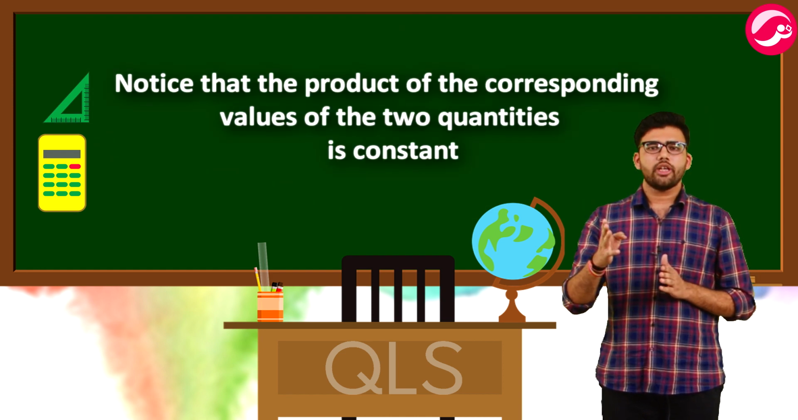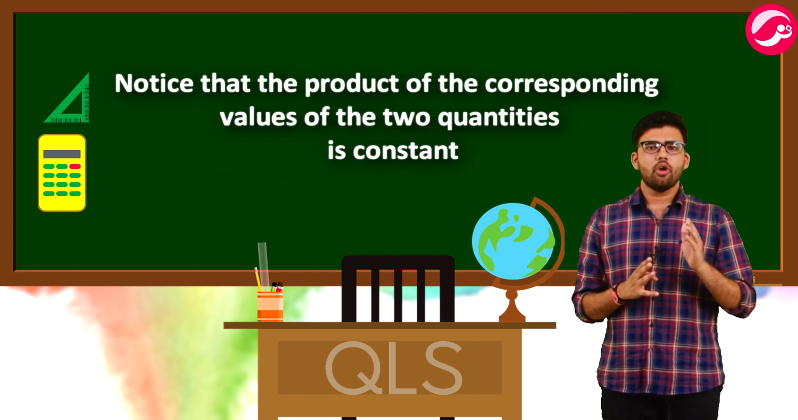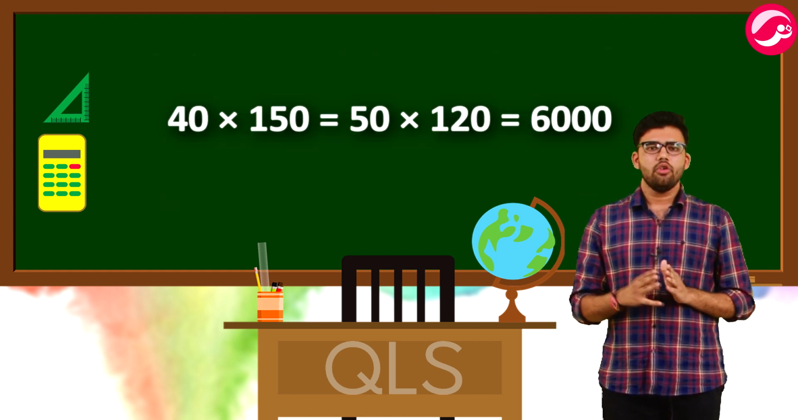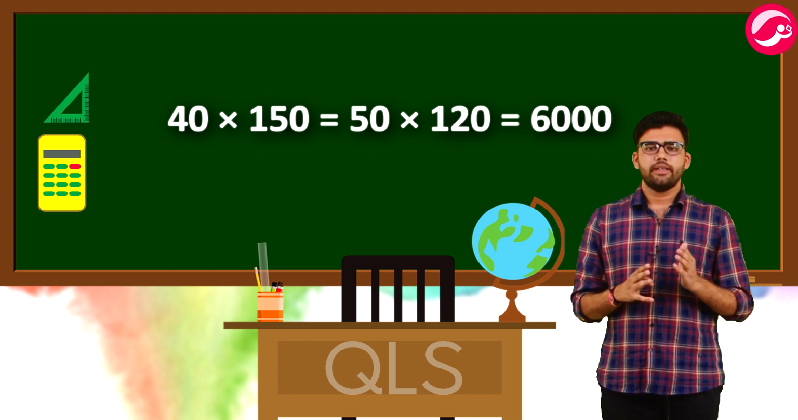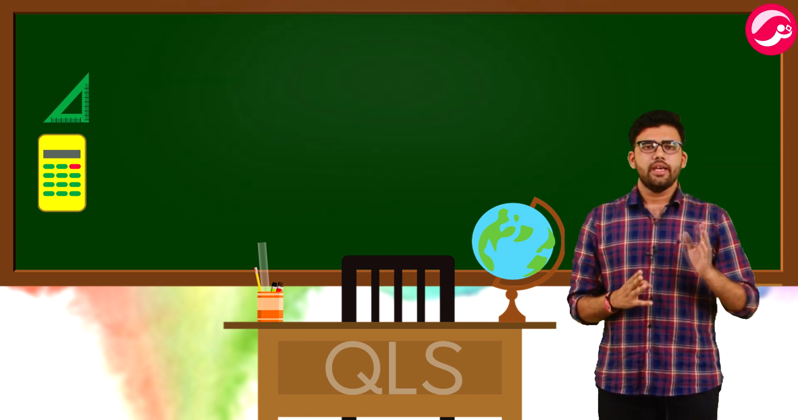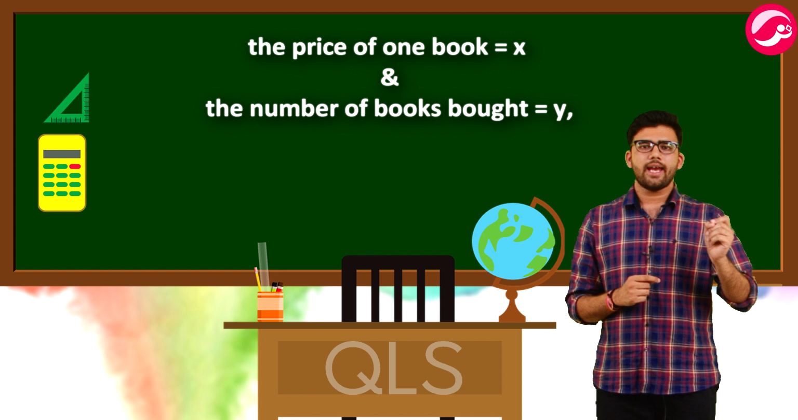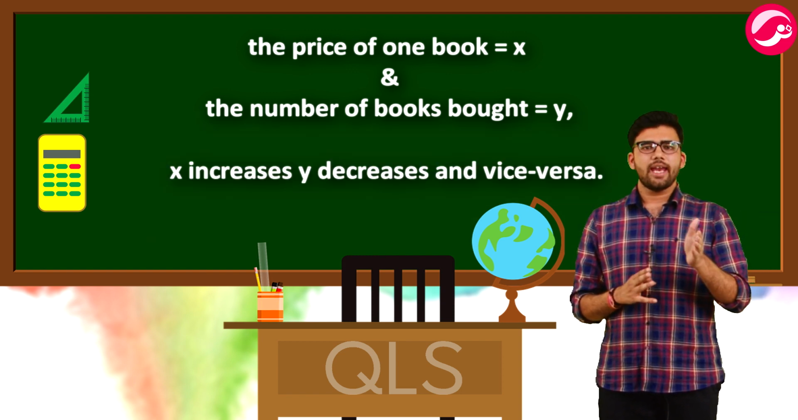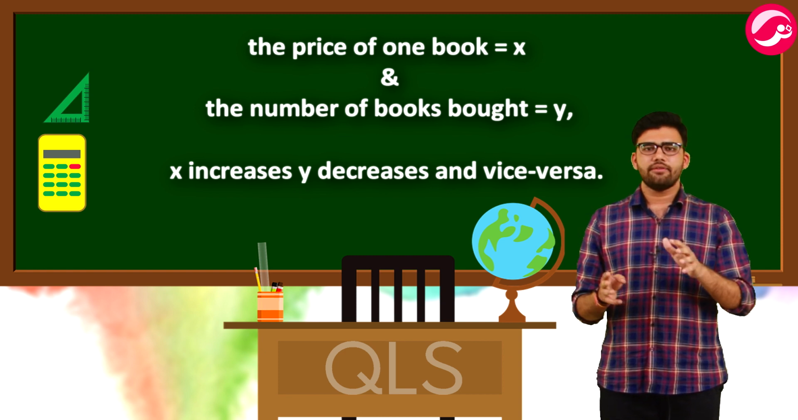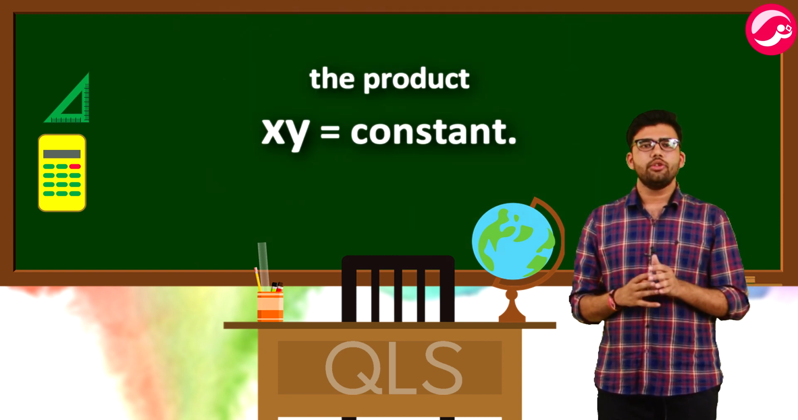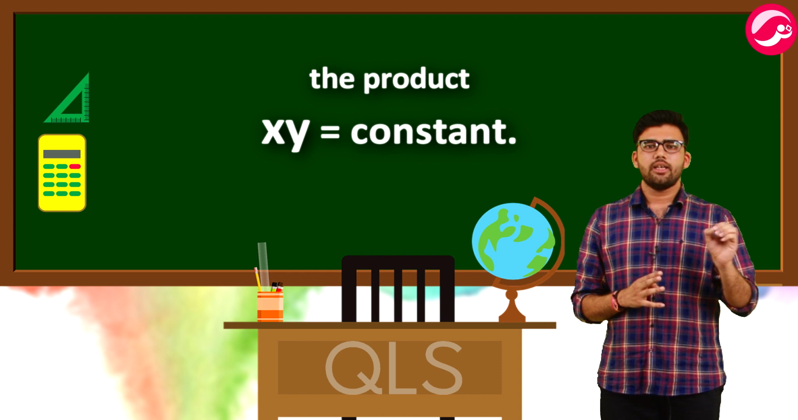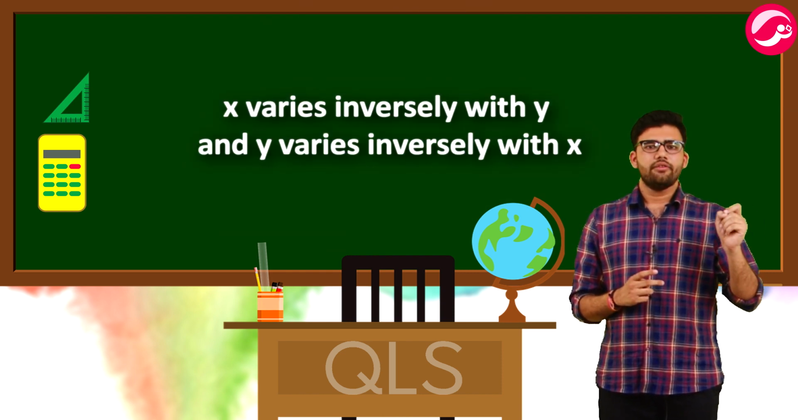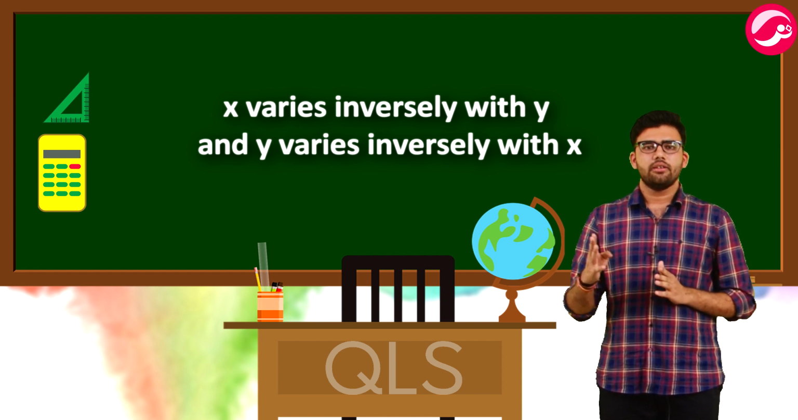Notice that the product of the corresponding values of the two quantities is constant, that is, 40 into 150 is equal to 50 into 120, which is 6,000. If we represent the price of one book as x and the number of books bought as y, then as x increases, y decreases and vice versa. It is important to note that the product xy remains constant. We say that x varies inversely with y and y varies inversely with x.